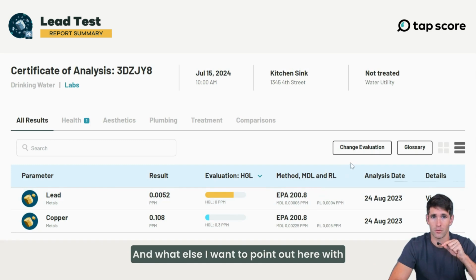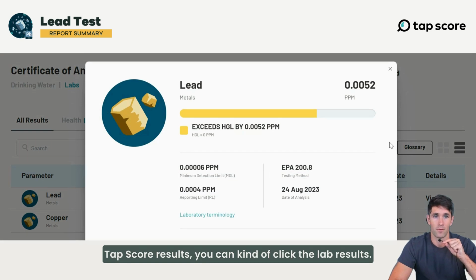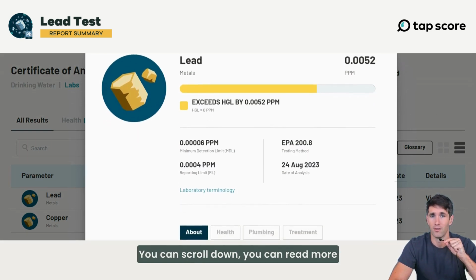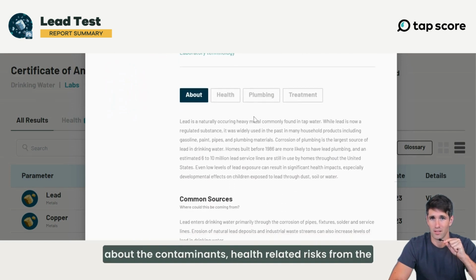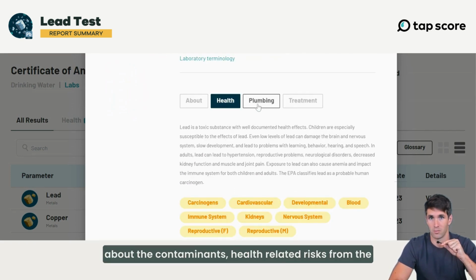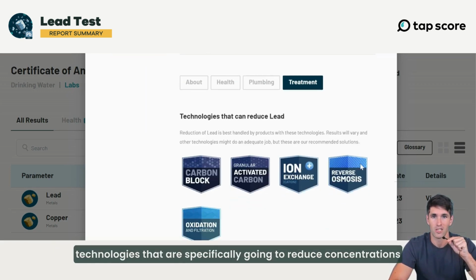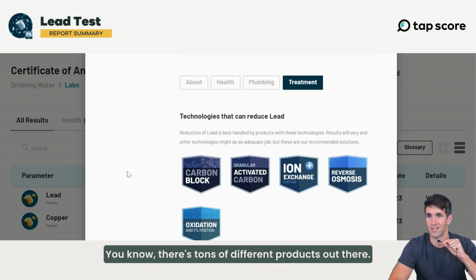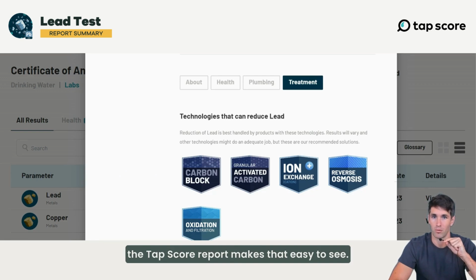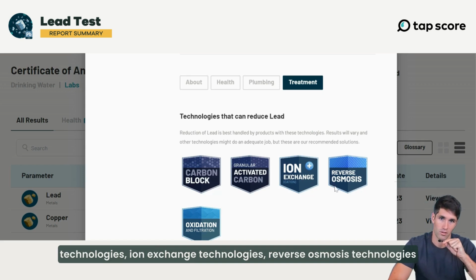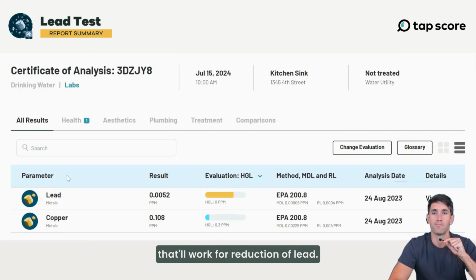And what else I want to point out here, with TapScore results, you can kind of click the lab results. You can scroll down. You can read more about the contaminants, health-related risks from the contaminants, plumbing-related matters associated with contaminants, treatment technologies that are specifically going to reduce concentrations of each contaminant found. There's tons of different products out there. Knowing which one to buy can be a pain because it's difficult to figure that out sometimes, and the TapScore report makes that easy to see. So for lead, there are various carbon technologies, ion exchange technologies, reverse osmosis technologies that'll work for reduction of lead.